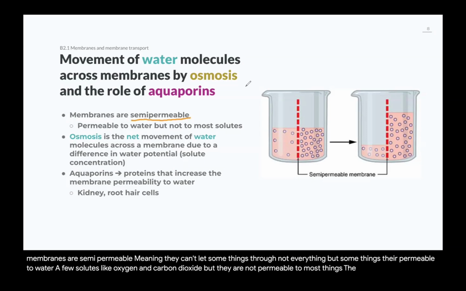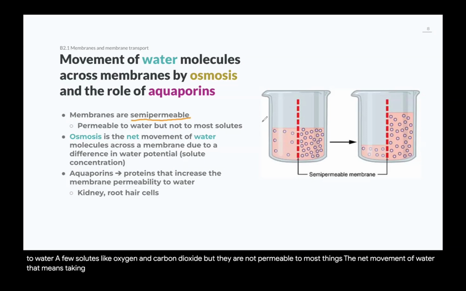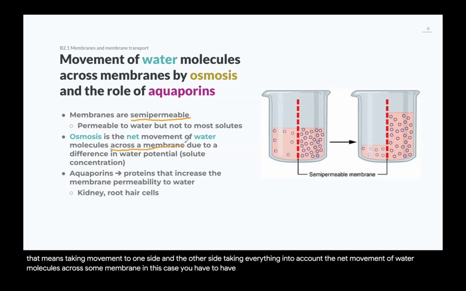The net movement of water, that means taking movement to one side and the other side, taking everything into account, the net movement of water molecules across a membrane, in this case you have to have a membrane, due to difference in water potential is called osmosis. What does that mean? Look here at this image.